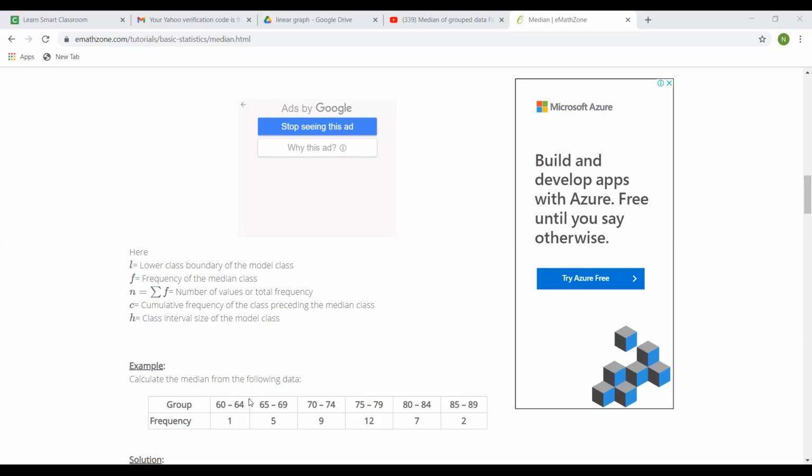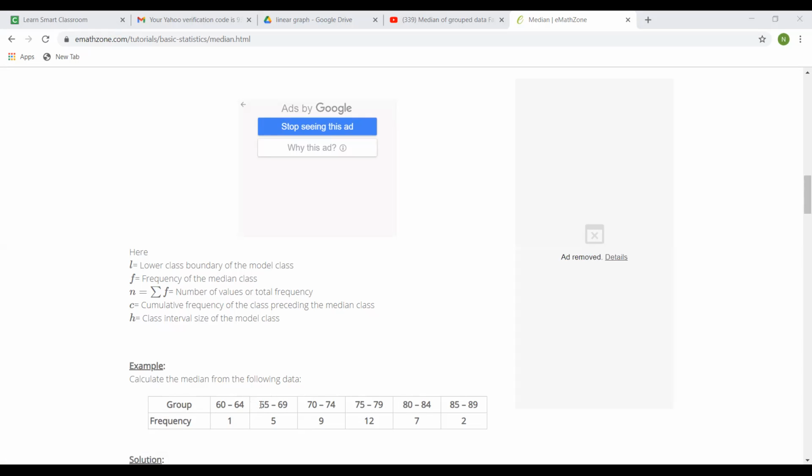They don't say what type of data they have collected, but the classes are 60 to 64, 65 to 69, 70 to 74, 75 to 79, 80 to 84, 85 to 89. These are called non-continuous grouped data because there is no continuation. The first class contains the values 60, 61, 62, 63, 64. Greater than 64, there is no value in this class. The new class starts from the new value, which is 65.